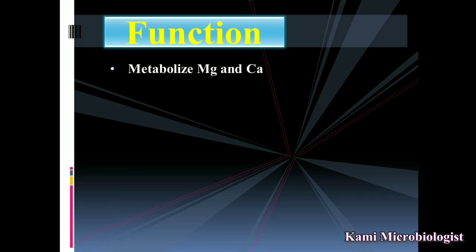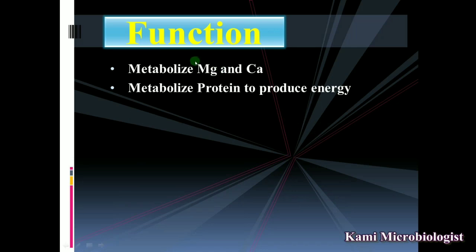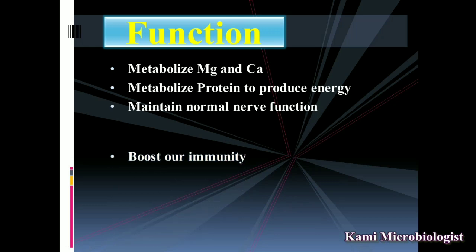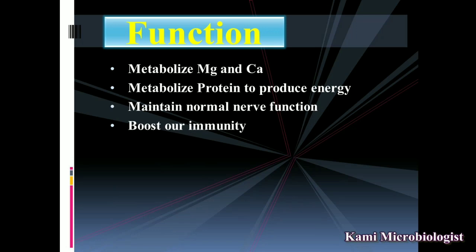Let's see the function. So the function is it can metabolize magnesium and calcium. I already explained magnesium and calcium. If you don't know about magnesium and calcium, you can go back to my channel and watch the video lecture about that. Next, it can metabolize protein. Due to the metabolism of the protein, it will give us energy. It can maintain normal nerve function. It can boost our immune system. It also helps to maintain the sugar level in the blood.